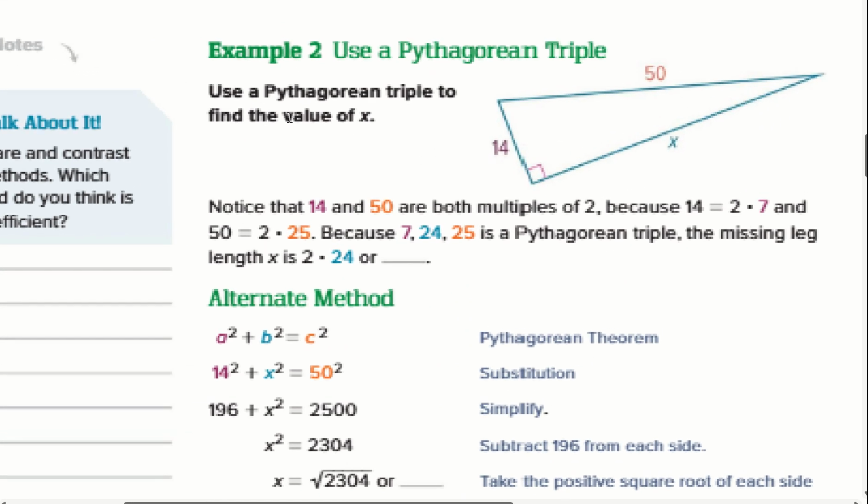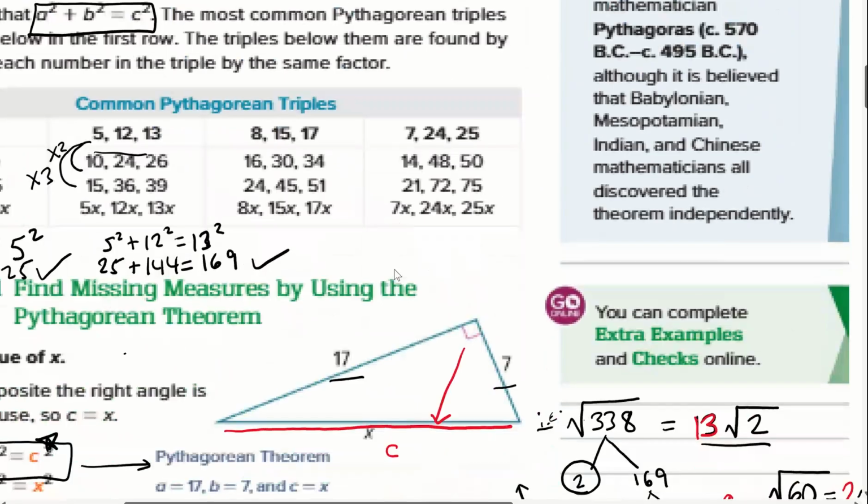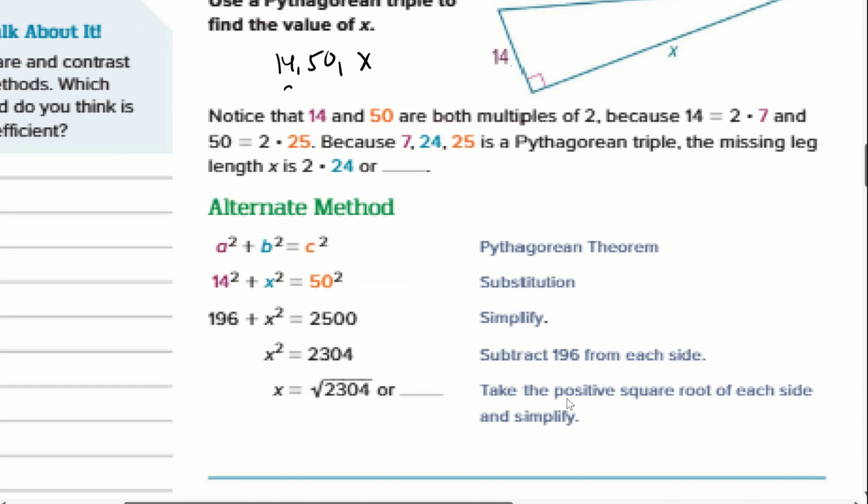We'll use a Pythagorean triple to find the value of x. Okay, so first off, you got 14, 50, and x, right? Now, what does that look like? Well, notice that that looks like one of their Pythagorean triples that we had, one of our Pythagorean triples, if you go back here, right, is 7, 24, and 25. And notice that if I double that, that gives me 14, 48, and 50, right? So that's what this is.